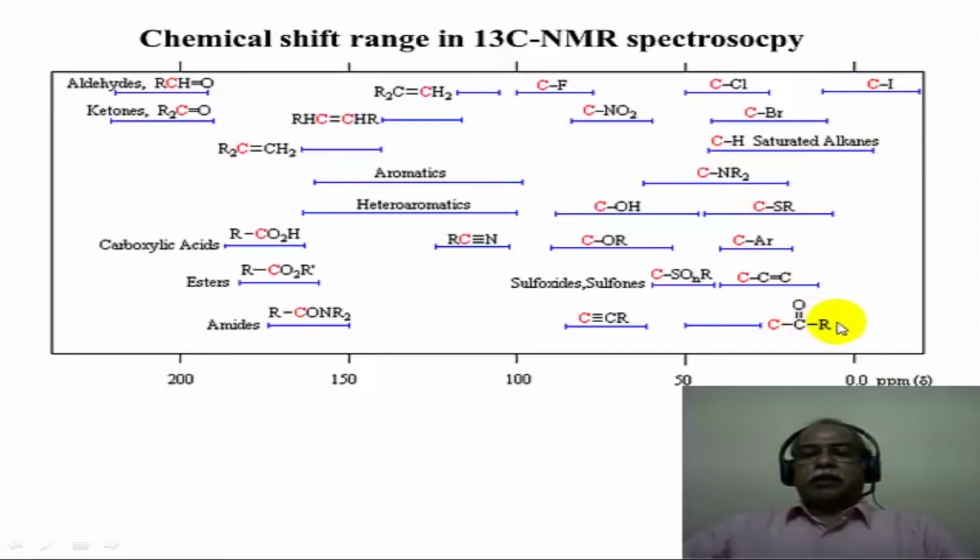So one has to be familiar with this particular table, this chemical shift range of carbon-13 spectroscopy, to be able to solve the structures of organic compounds. It's not necessary to memorize this, but it comes with practice, what kind of a carbon will resonate at what kind of a frequency, by solving more and more number of problems.